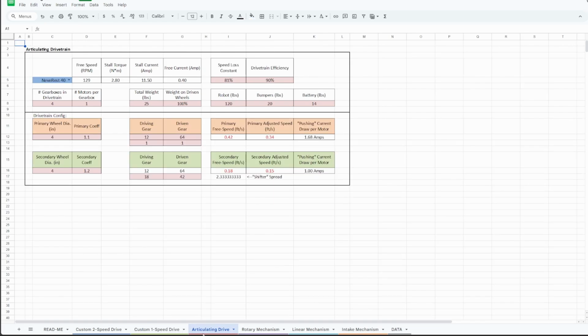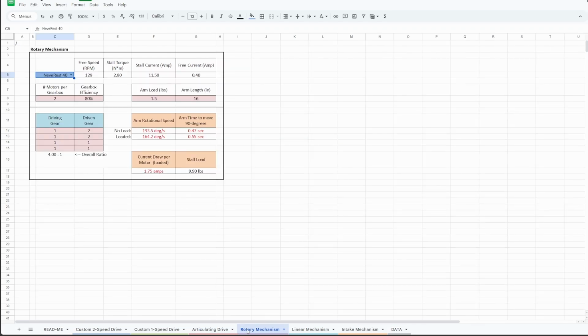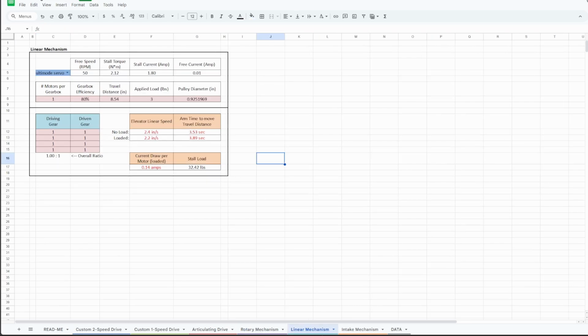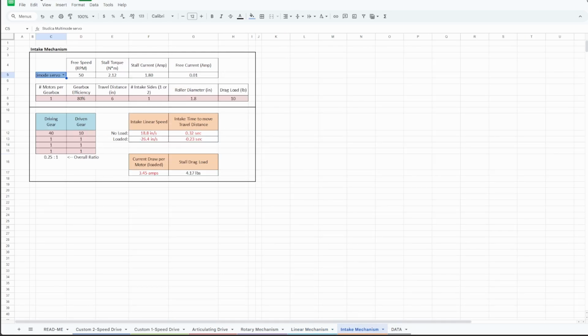Don't really worry about the articulating drivetrain. I've never touched this in my life. But, I mean, it's here. We have our rotary mechanism. So this is for our arms or any mechanism that is attached onto a gear or pulley that rotates. We have our linear mechanism. So this is for our linear slides, our Viper slides, and any other sliding mechanism that's rigged through a cascading lift or a continuous chain lift. And then last, we have our intake mechanism. So this will just give us some really interesting information about our intake mechanisms.